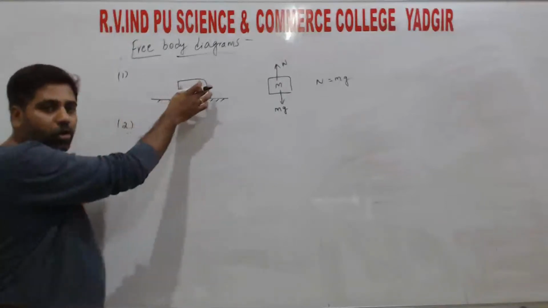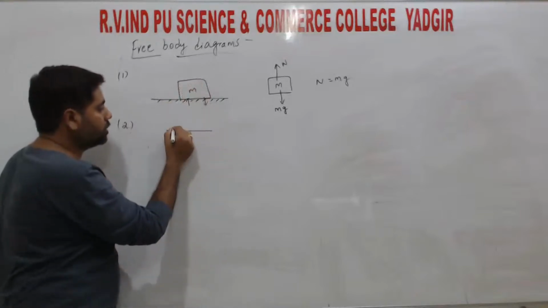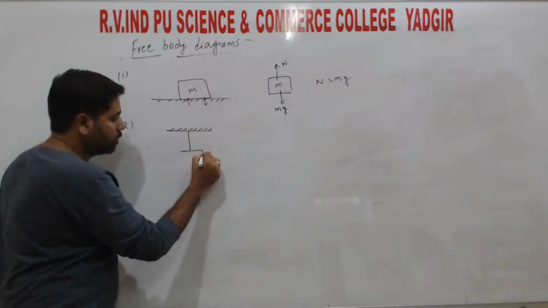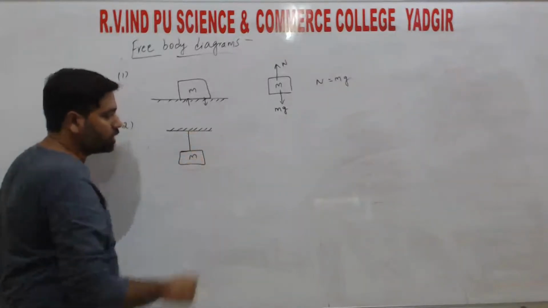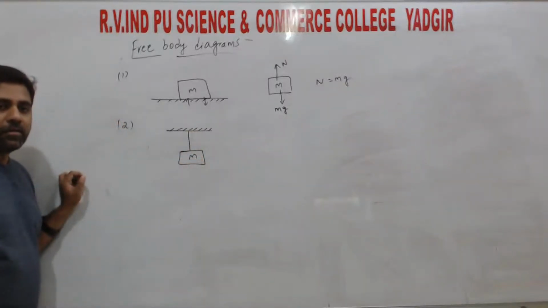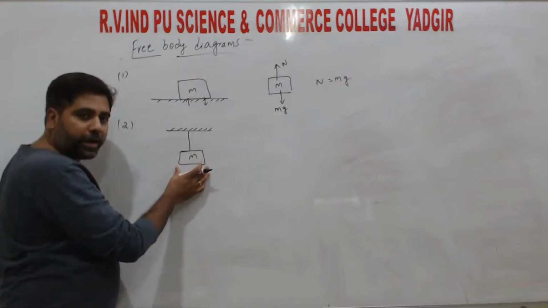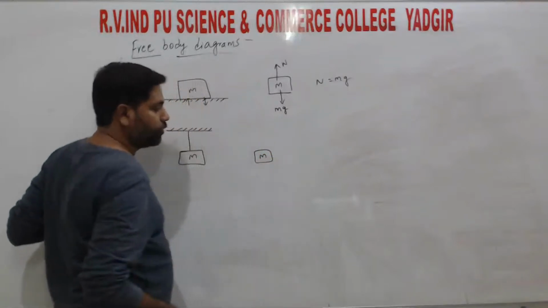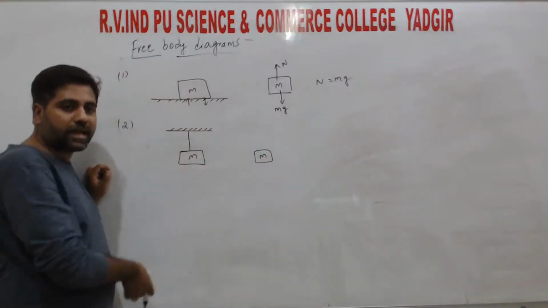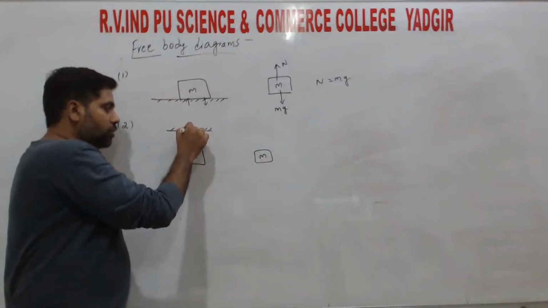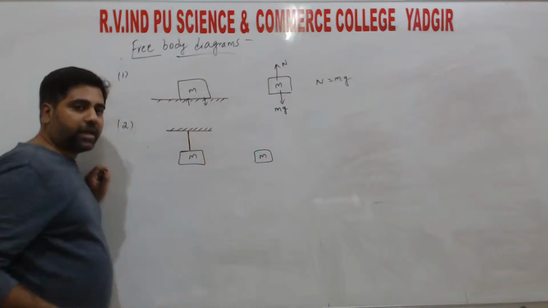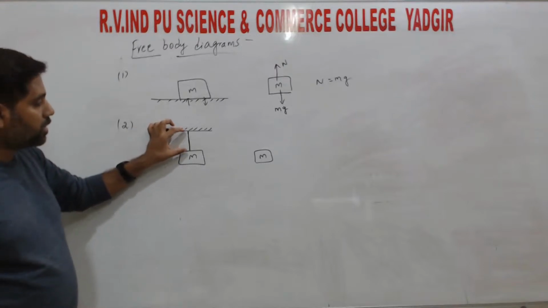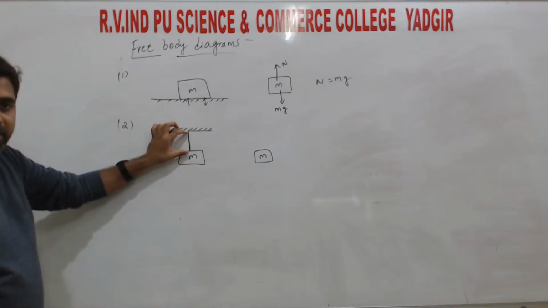Next second example, when the same object is hanging from the roof. So there is some roof, and to this roof some object of mass m is hanging, right? So here also if we represent the free body diagram, this is for the mass m. So here also two forces act. So this we call a string. It is a massless and inextensible string. So what do we call it? Massless and inextensible string.